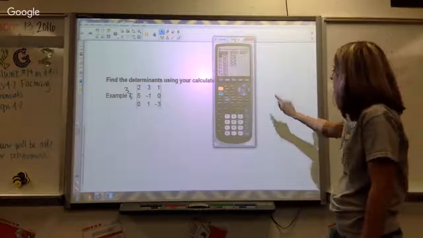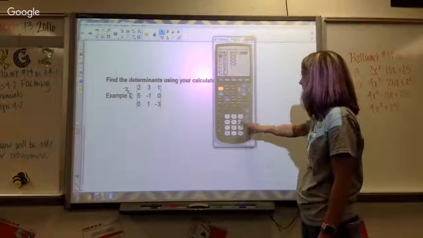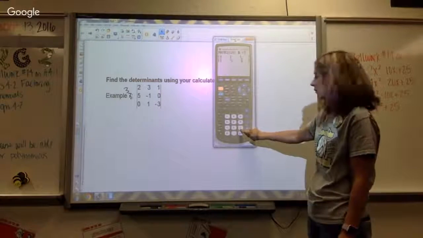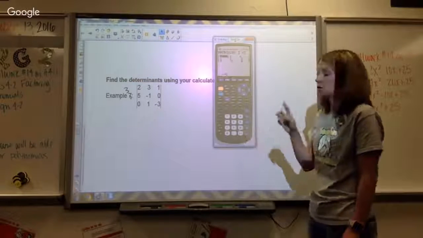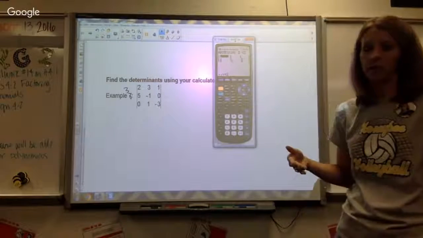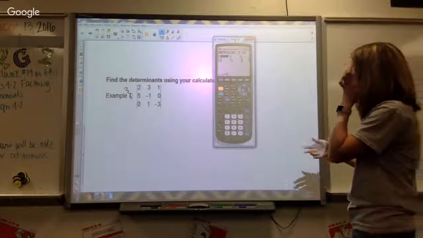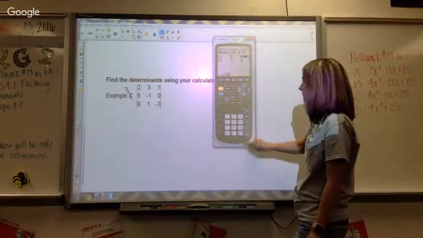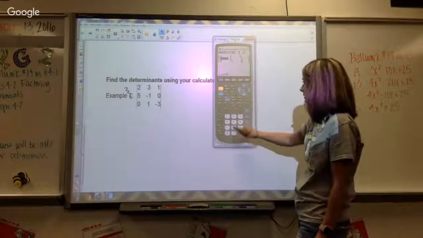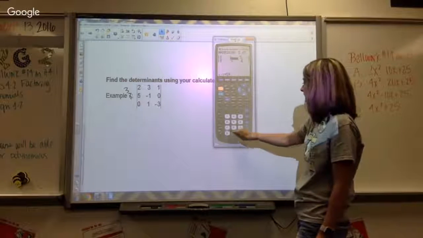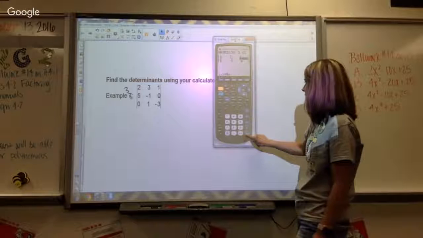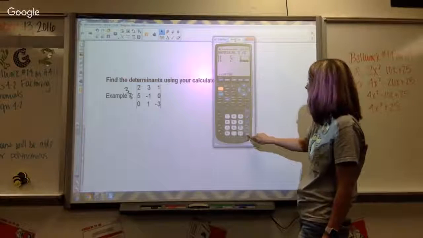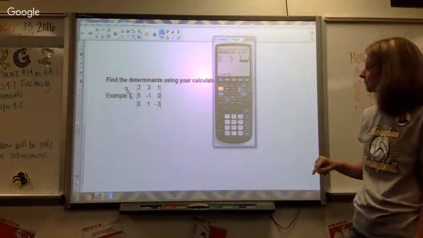So to enter in a matrix, you're going to go over to edit. I'm going to type this matrix into matrix A. And you have to type the order in. So it's a 3 by 3. You can just type over what's already in your calculator if you have something already entered in. And then you're going to type in all of your elements here. So 2, 3, 1, 5, negative 1, 0, 0, 1, negative 3. So there's your matrix.